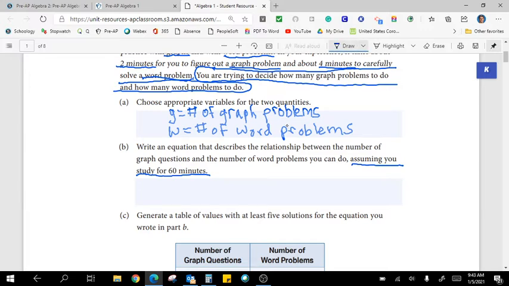So 2g means 2 minutes times the number of graph problems that we do. For example, if we do 2 graph problems, that's 2 times 2, which is 4. Then we add that to the number of word problems that we do, and the word problems take us 4 minutes, so we can say 4w, and that's going to have to equal 60 minutes.